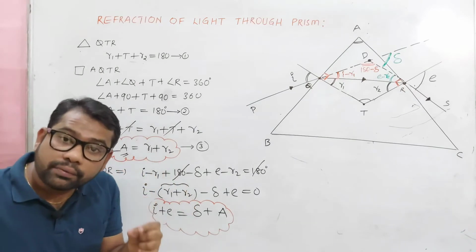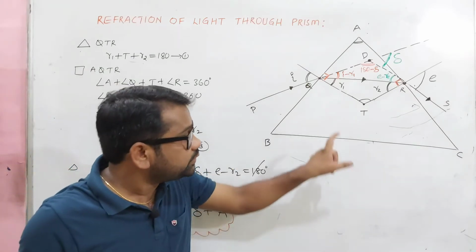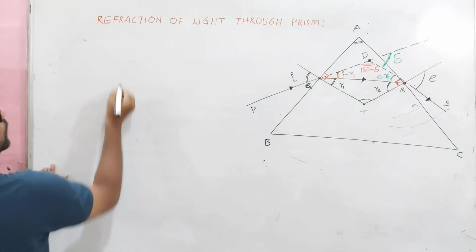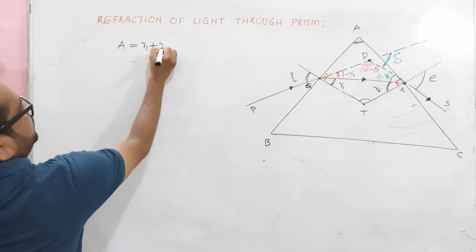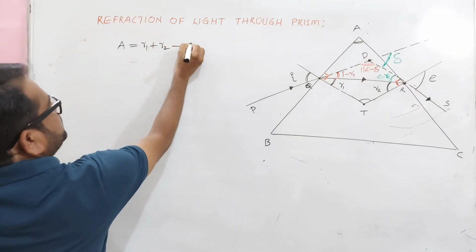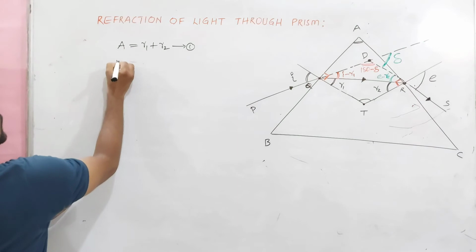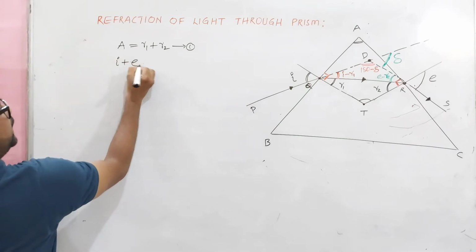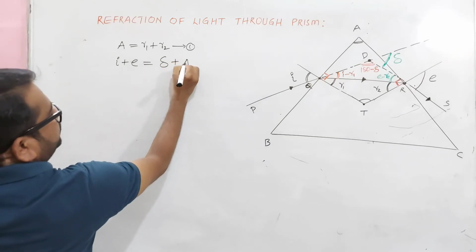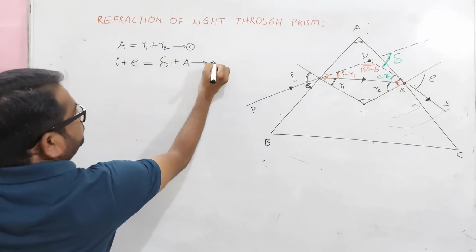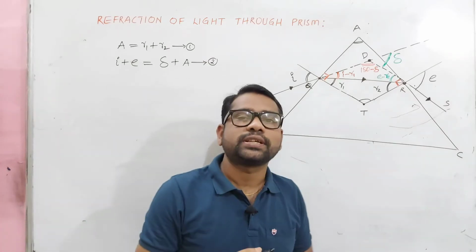Okay, first you copy it, then we will proceed and we will see how to calculate the refractive index of this given prism. Just copy it. So the first equation which we got: A is equal to R1 plus R2. Let it be the first equation. The second equation, whatever we got here: the sum of the angle of incidence and angle of emergence is equal to the sum of the angle of deviation plus angle of the prism. Two equations, children.